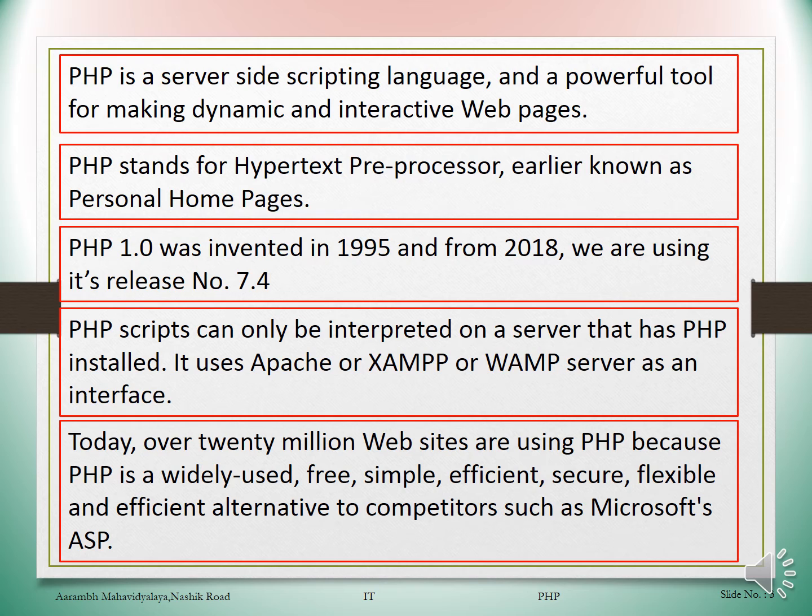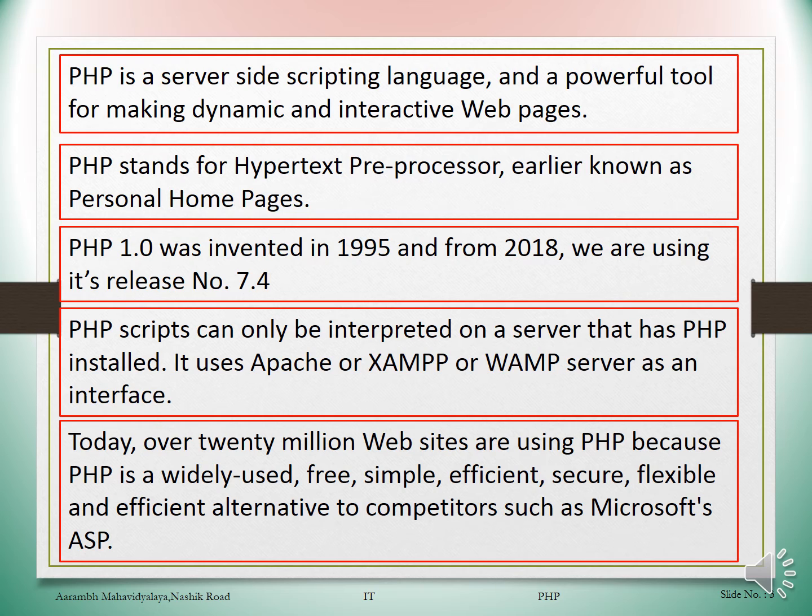PHP stands for Hypertext Preprocessor. Earlier it was known as Personal Home Pages. Therefore some people may call PHP Personal Home Pages, but currently its full form is Hypertext Preprocessor. PHP was invented in 1995 and its first version was 1.0, and currently we are using its release number 7.4 from 2018.